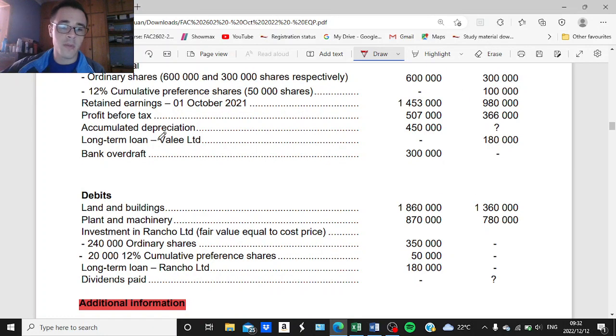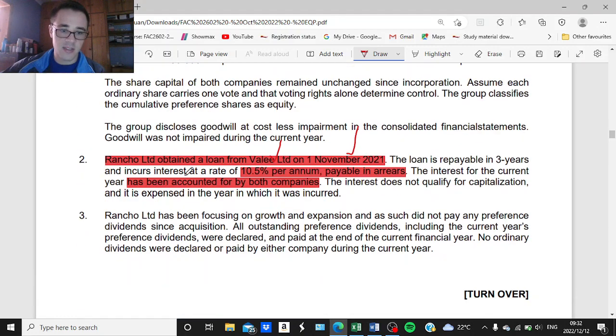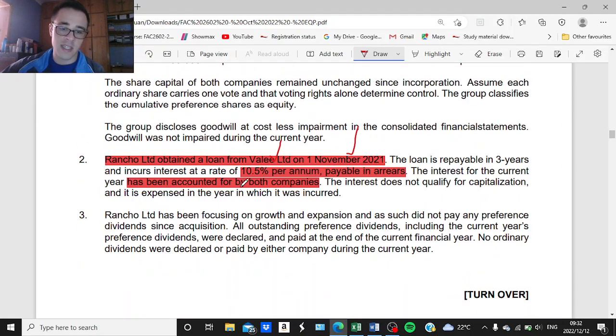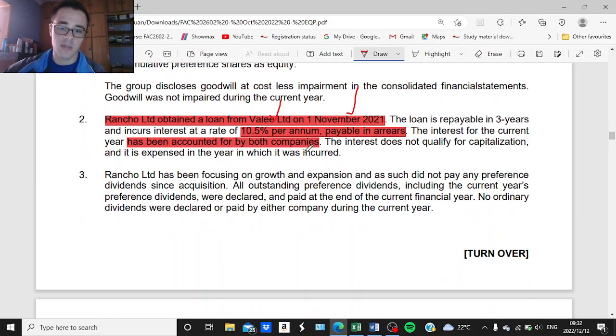Okay, if you look at your two trial balances, so the trial balance for each company, we are only given the profit before tax amount for each company. Okay, but we know other income would be part of the profit before tax. Okay, so both companies have accounted for the interest, and Rancho Limited would have paid the interest, so therefore it would be included in its finance costs. Okay, which is also included in the profit before tax amount, or it has already been taken into account in determining the profit before tax amount.